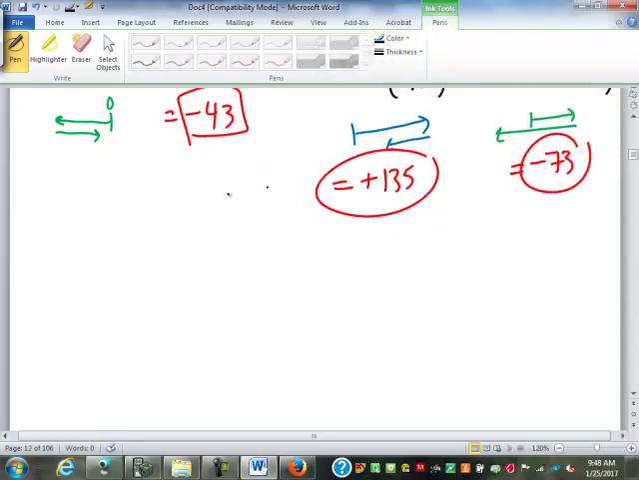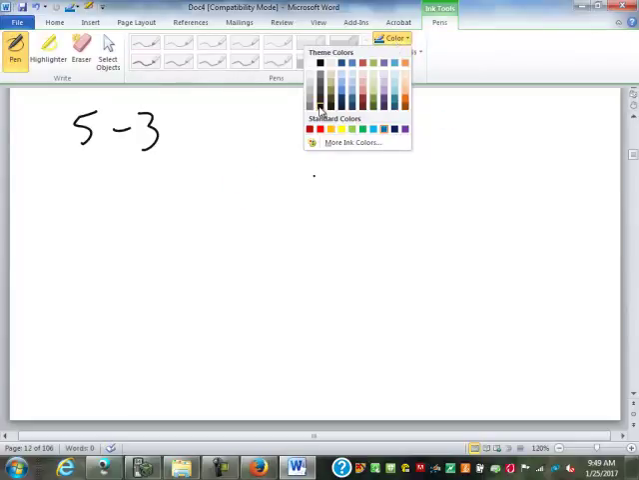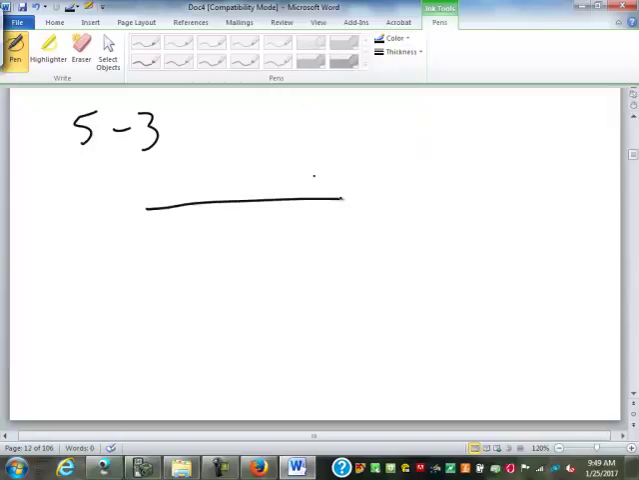So addition isn't so bad. Subtraction is where it gets complicated. So before we start talking about negatives, let's talk about the meaning of subtraction. We're all used to doing 5 minus 3. We've done subtraction since we started doing numbers. But what does it really mean to do 5 minus 3?